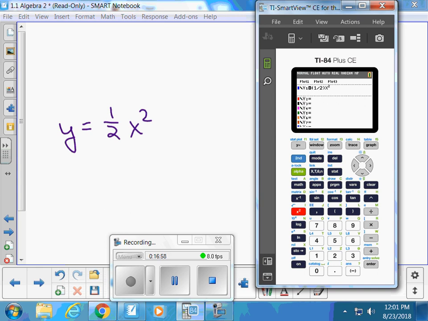And then just for fun, let's graph that and see. It should be a wide parabola. The 1/2 makes it wide. If a is less than 1, it's wide. There it is, wider than the other ones we were looking at.